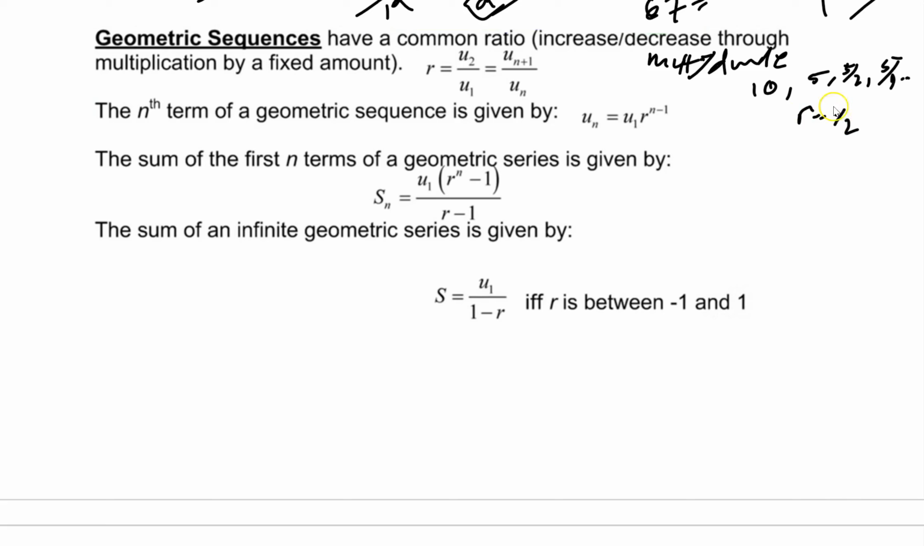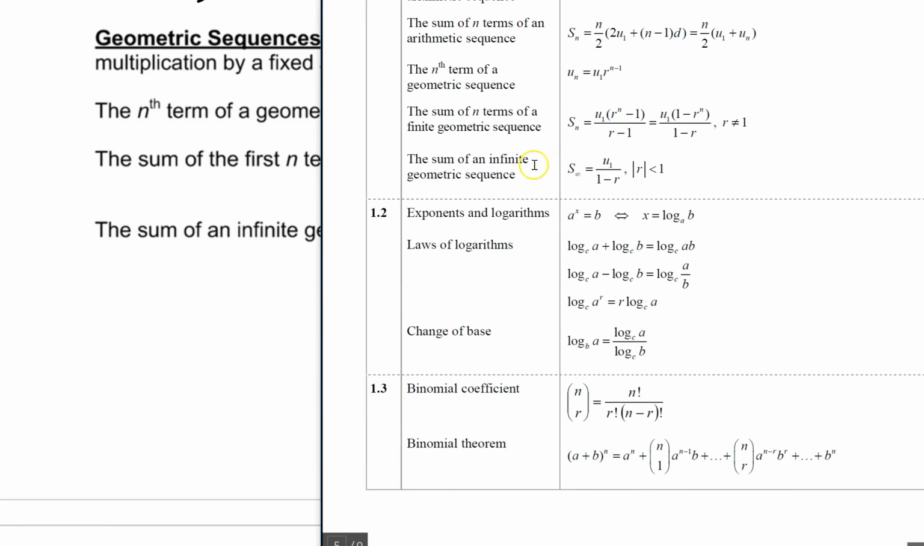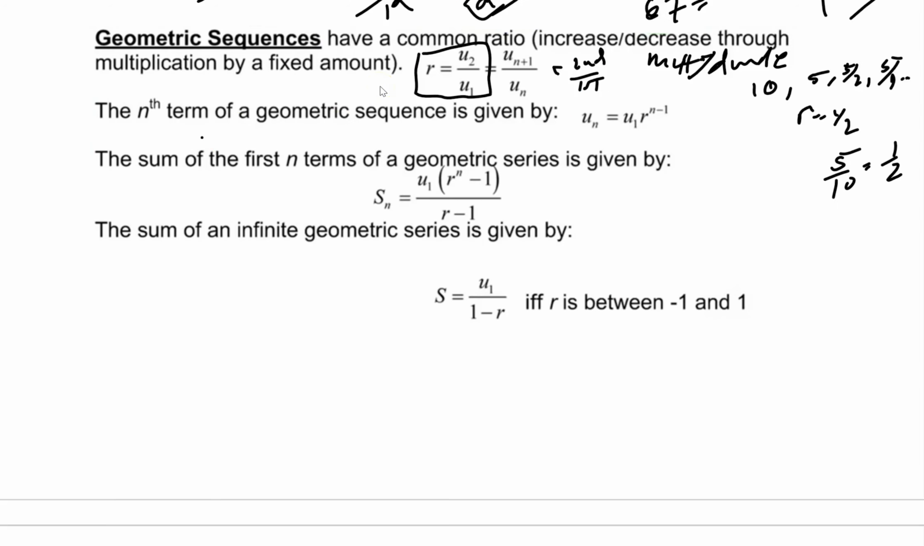The easiest way to find your r is this: u2 over u1, right? Second term over the first term. That's all that means. So in this case, I've put 5 over 10 and reduced it. I get 1/2. This is not a formula in your formula sheet, as you can see, right? There's no formula for r, but you want to add that in yourself on the side. You put r equals u2 over u1. And then when you get your formula sheet on the test, you just write that in. So it's kind of essential.